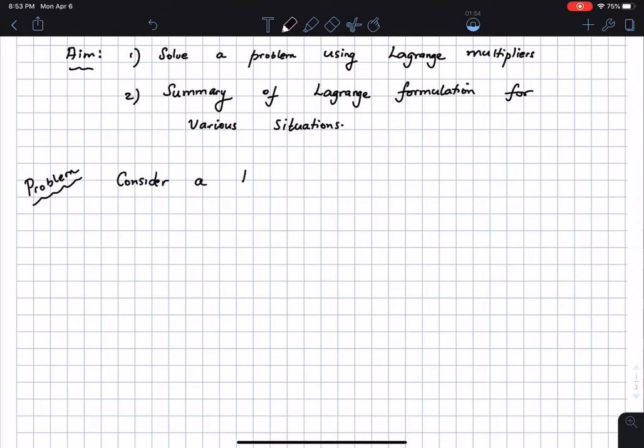Consider a bead of mass m placed inside a spinning tube, as shown in the figure below.